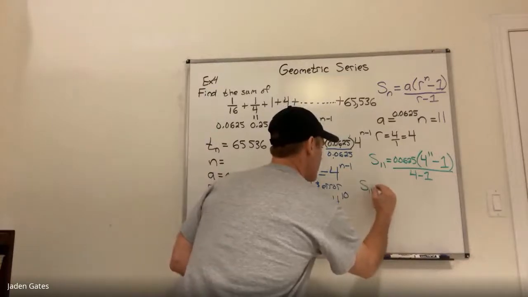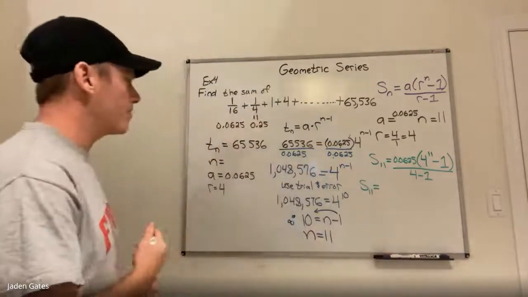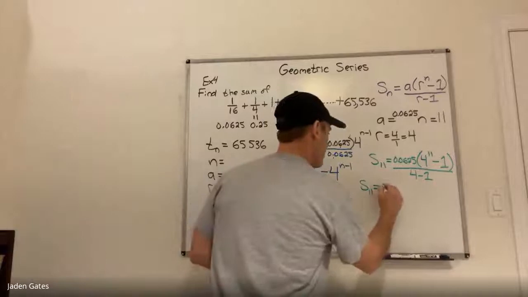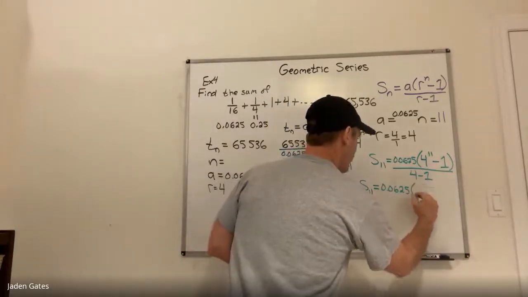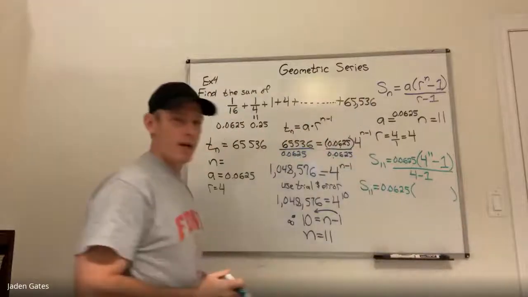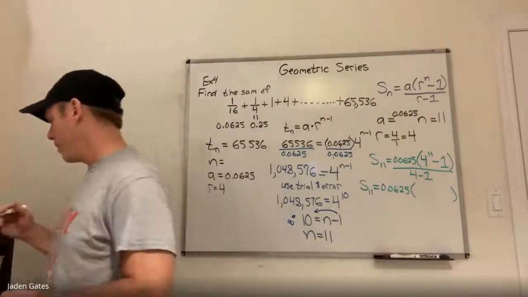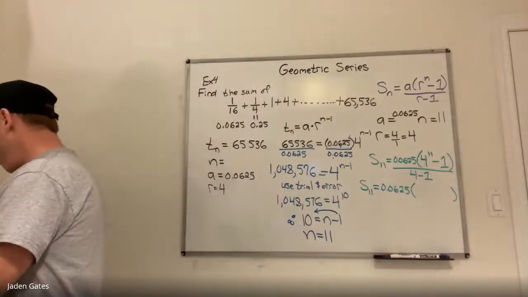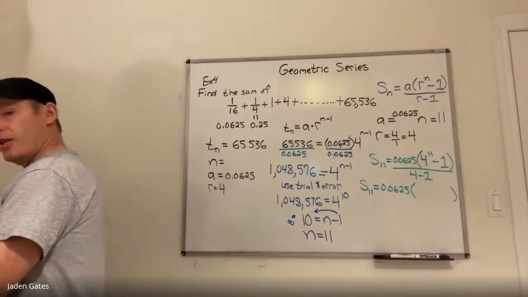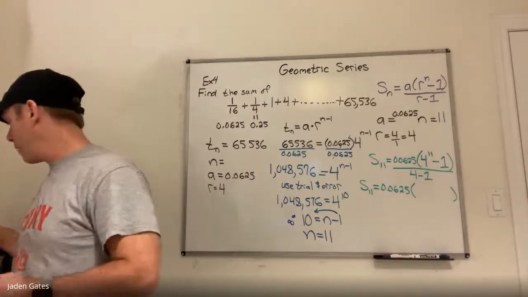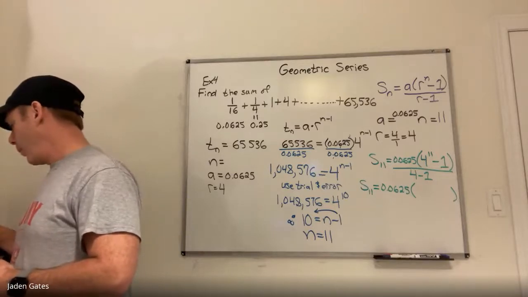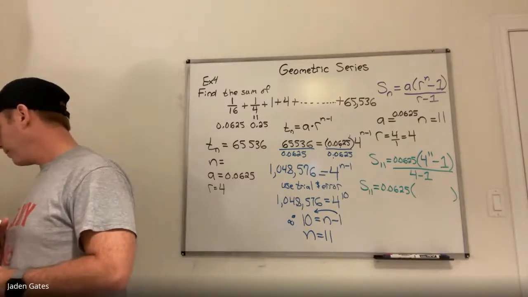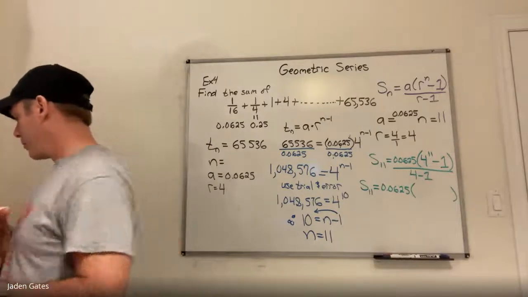So S11, the sum of the 11 terms. Again, I have that decimal there, 0.0625. 4 to the power of 11 minus 1. I'm going to do that all at once because I'm running out of room here. 4 to the power of 11. Whoa. That's 4,194,304 minus 1. So let's see here. I take 1 off of that.